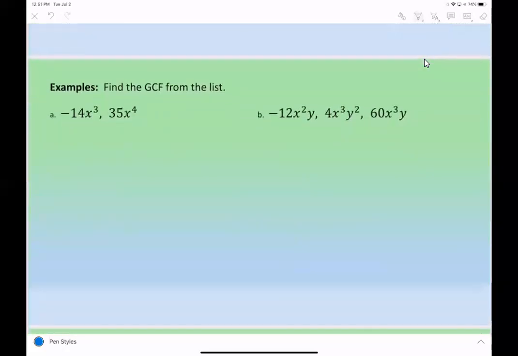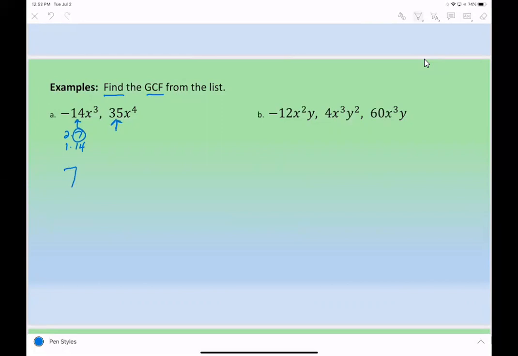These first two examples are just practicing finding the GCF from the list. First, we'll look at the coefficients. We've got 14 and 35. Always look at the smaller of the coefficients to determine the factors. The factors of 14 are 2 and 7, and 1 and 14. Once we determine this, we think about those numbers. Will any of these be factors for 35? The only one I can see is 7, so 7 is what's common. We're going to write 7 as part of our GCF.